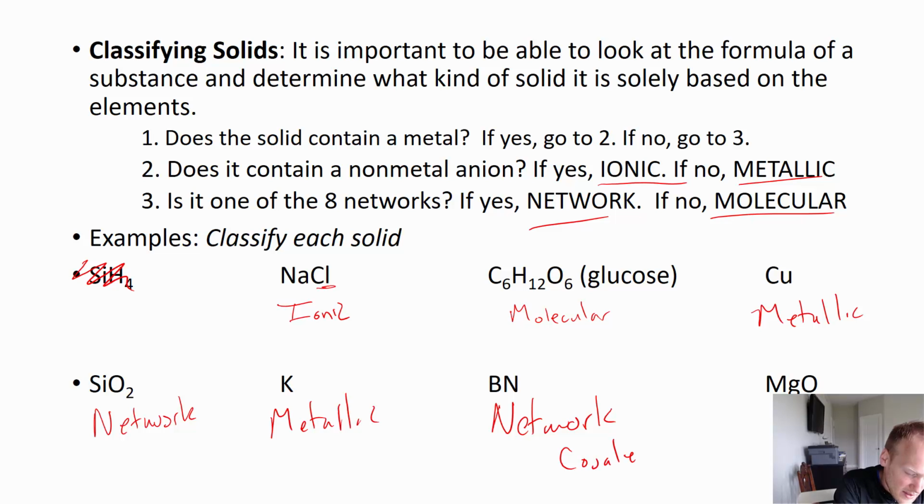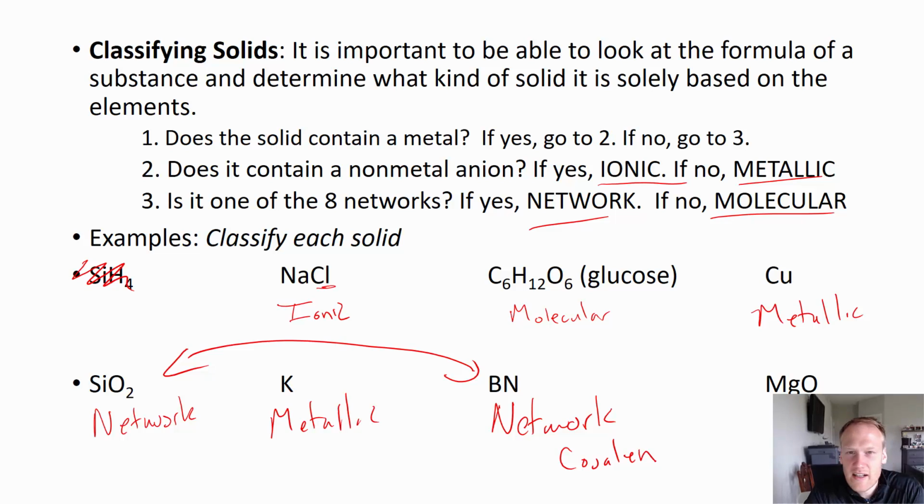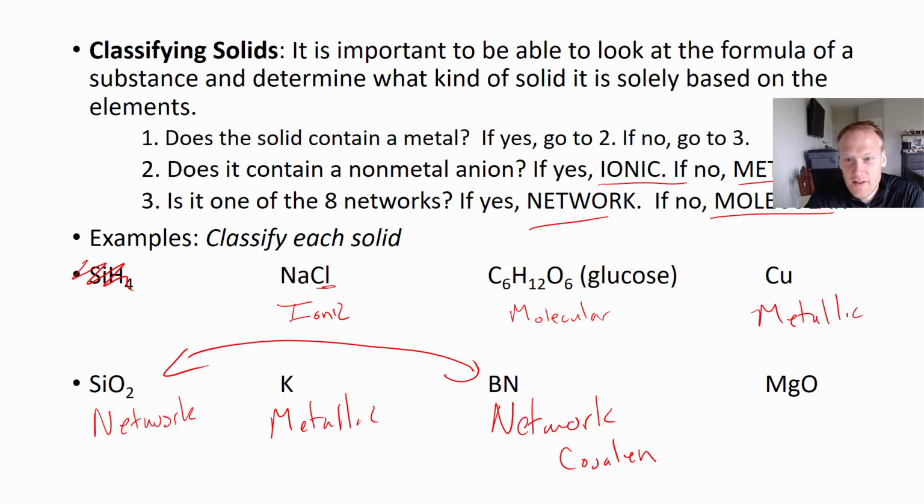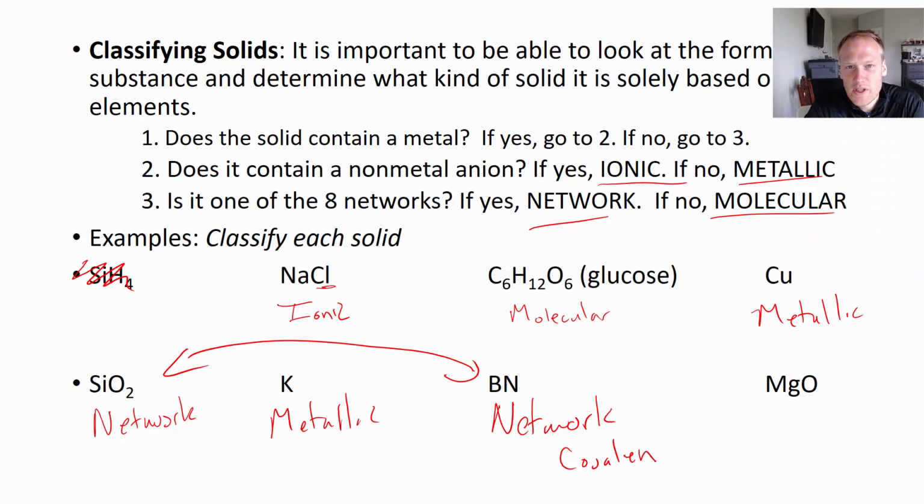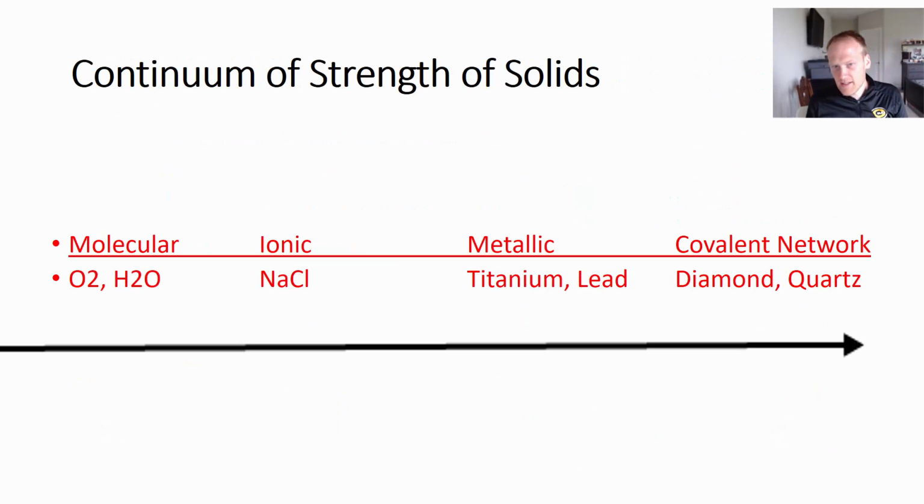Okay? So what that means is these two right here, they're super strong. They don't dissolve in anything. They don't melt. Okay? They melt at really, really high temperatures. Really strong bonds, covalent networks. MgO, magnesium's a cation, oxygen's an anion. That means this is ionic. Okay? So you will get better at this, picking these out once you learn the characteristics to identify them. Okay? One last thing here, which is a continuum of strength.